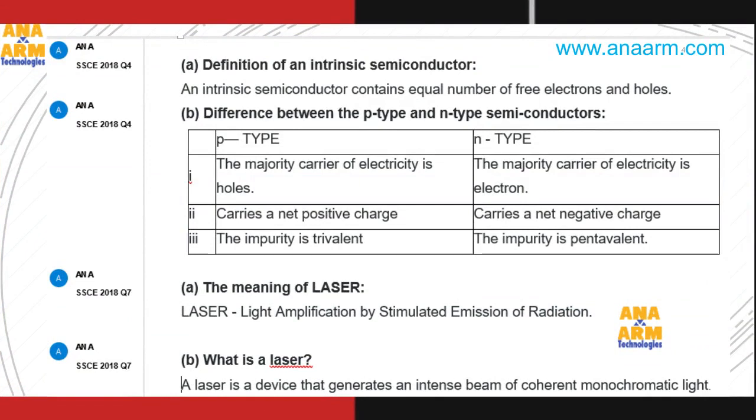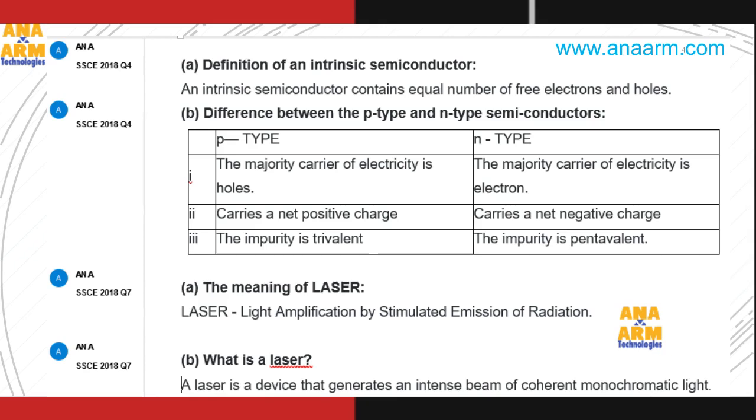Now, what is an intrinsic semiconductor? It is just a semiconductor that contains the same number of free electrons and holes. That is, the number of free electrons is always equal to the number of holes.